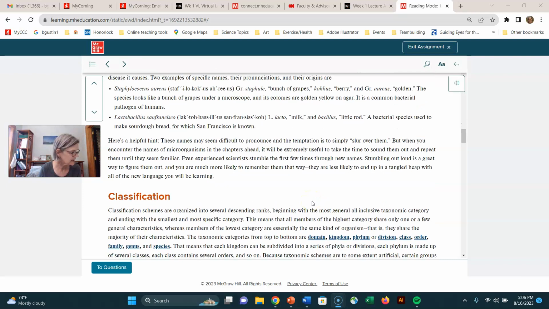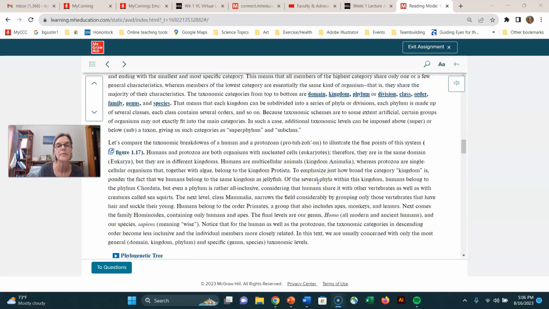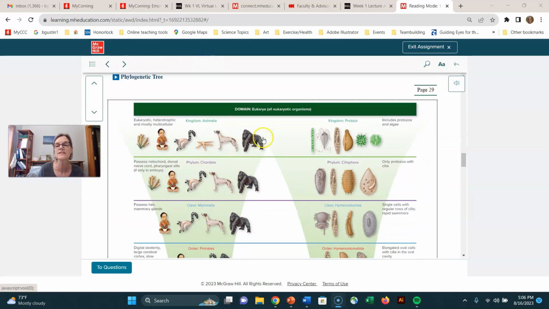Let's say classification. So taxonomy is nomenclature. How do you name it? Classification. And probably most of you, again, are familiar with how living organisms are classified.